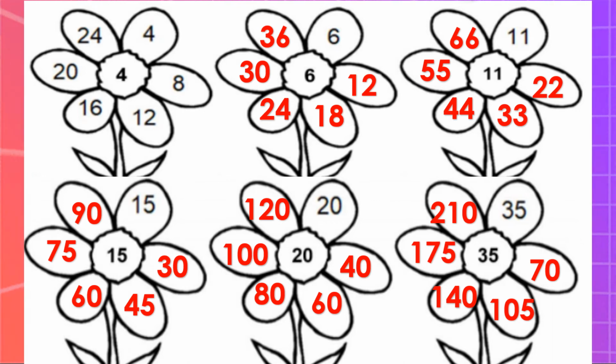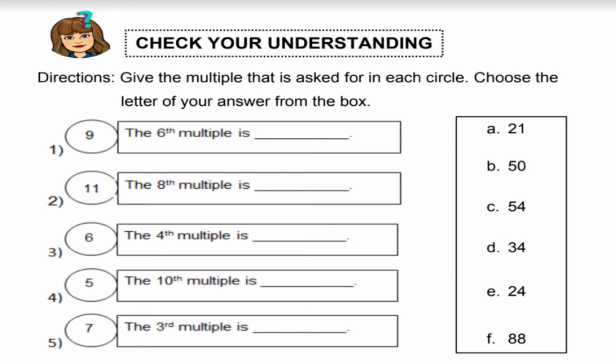So did you get it, class? I hope so. Okay, to check your understanding, just key in your answer. So give the multiples that are asked in each circle. Choose the letter of the correct answer inside the box. So remember, class, all you need to do is to give me the answer or the letter from 1 to 5 before you key in your answer.